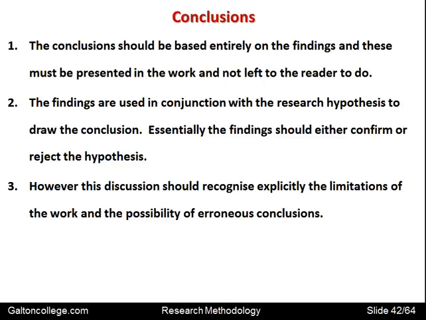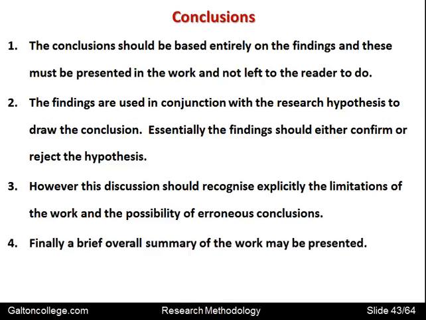However, the discussion should recognize explicitly the limitations of the work and the possibility of erroneous conclusions. So all sorts of qualifications about the limitations should be written down. And this means that the reader understands that although the conclusions seem to suggest that the hypothesis has been accepted or rejected, as the case may be, there are limitations to this. It may be erroneous. There may be problems. And it's important that the reader understands the limitations as well as the conclusions.